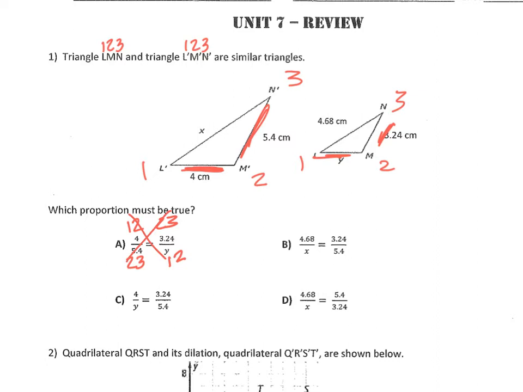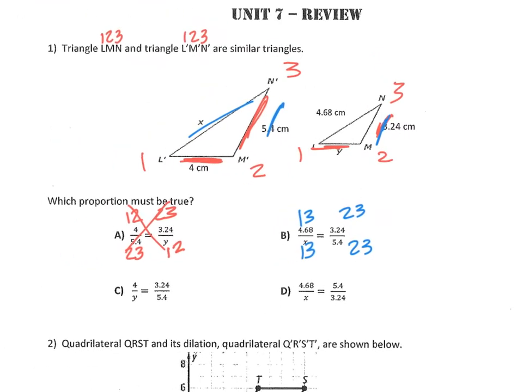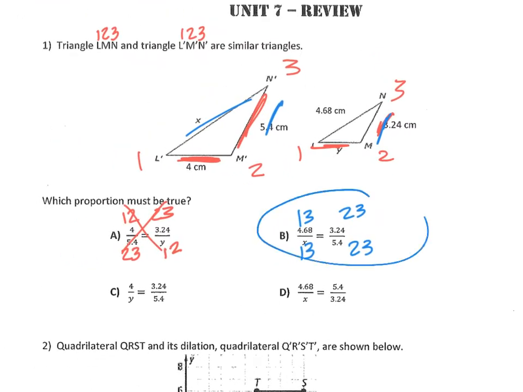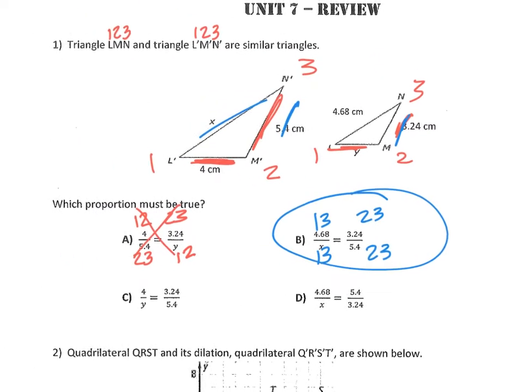So then on B, 4.68, that's between 1 and 3. And then x is between 1 and 3. Then 3.24 is between 2 and 3, and 5.4 is between 2 and 3. So are those exactly the same? They exactly equal each other? Yes. So we can go ahead and circle that.